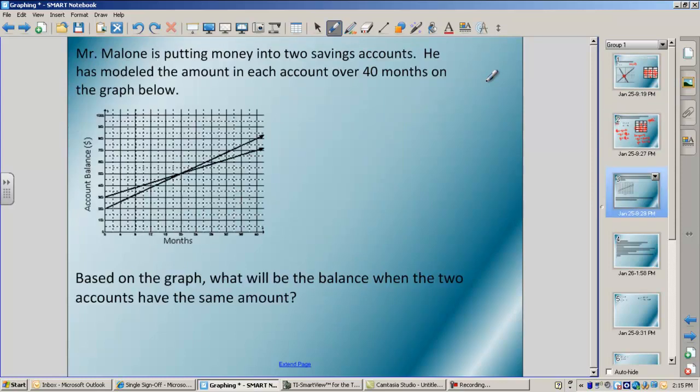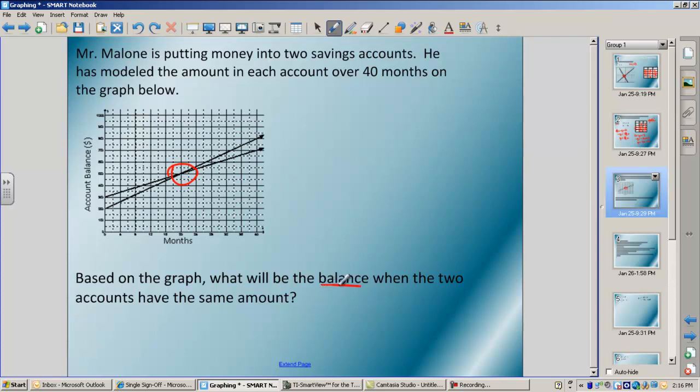Mr. Lone's putting money into 2 savings accounts. He's modeled the amount in each account over 40 months on the graph below. So we have the graph already. The question is, based on the graph, what will be the balance when the 2 accounts have the same amount? So I'm looking for where they are equal. Well, they are both equal right here where they intersect.